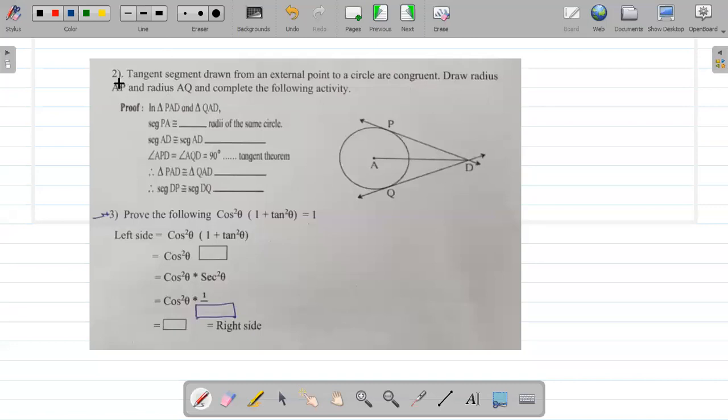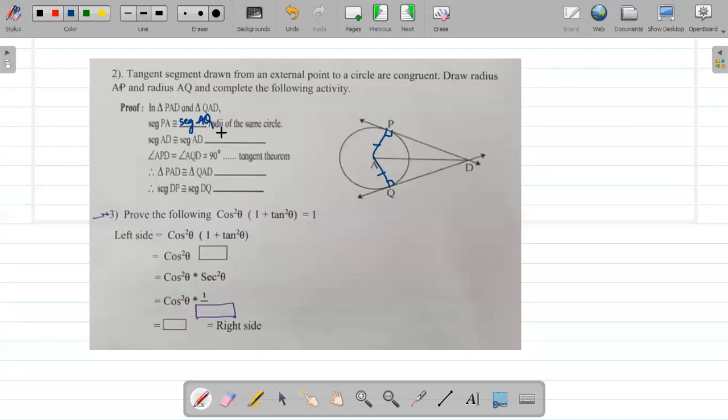Yeah. So question 2, tangent segments drawn from an external point to a circle are congruent. Draw radius AP and radius AQ. So we were asked to join these 2 points and complete the following activity. We know that radius and tangent are perpendicular to each other, right? And then we are looking at triangle PAD and triangle QAD. Segment PA is congruent to segment AQ. So here we write segment AQ.